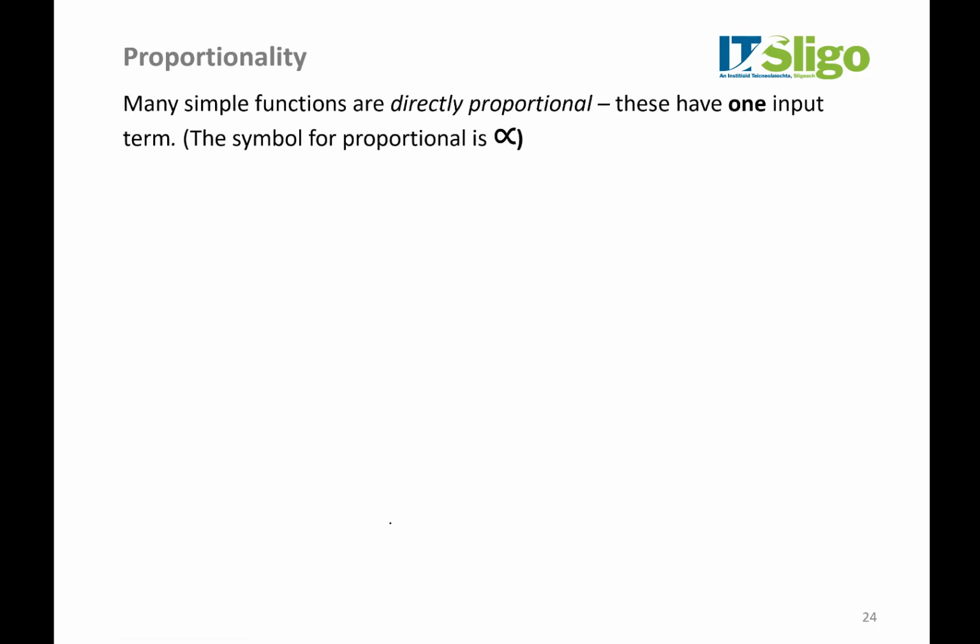Finally then, guys, we're nearly there now. Many simple functions are directly proportional. These have only one input term, and the symbol for proportional is this. It's like an infinity symbol with the end chopped off it. You can use this symbol the exact same as an equal sign.